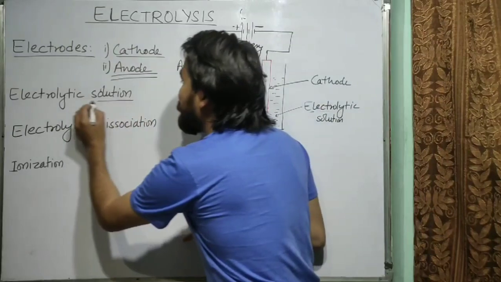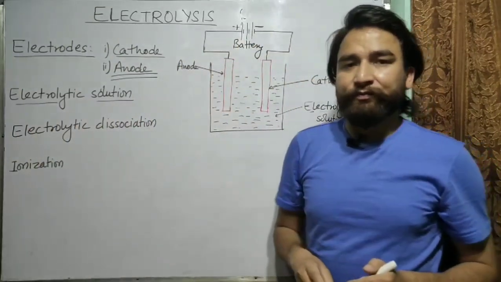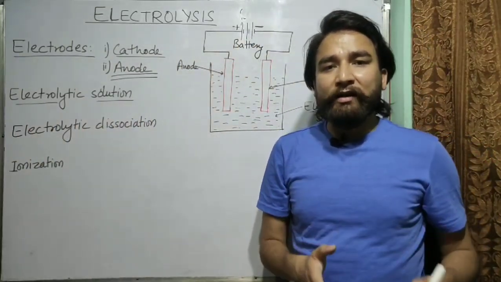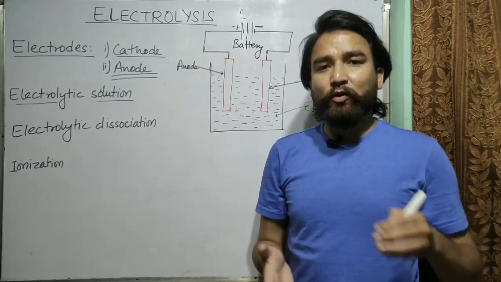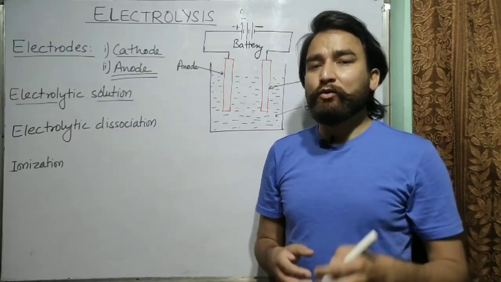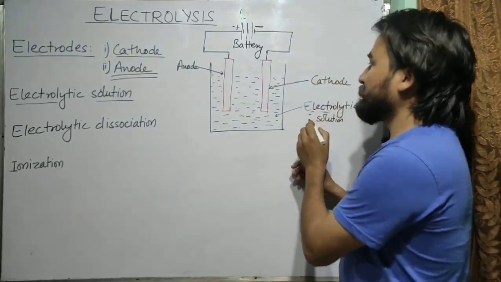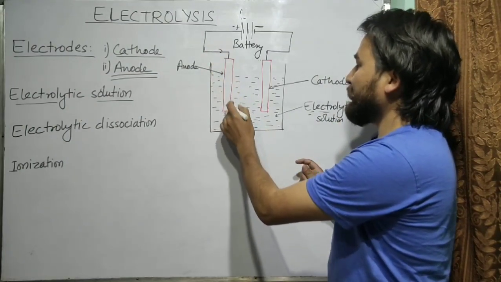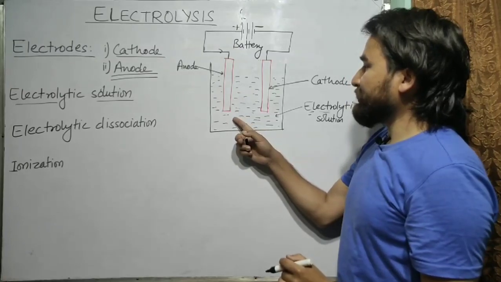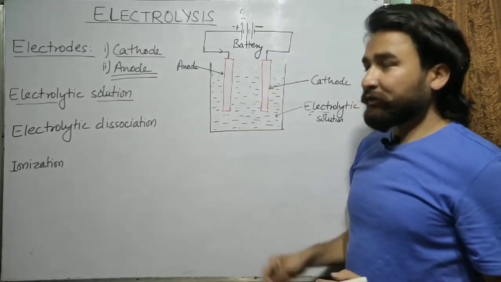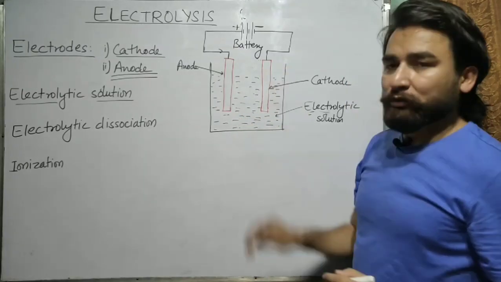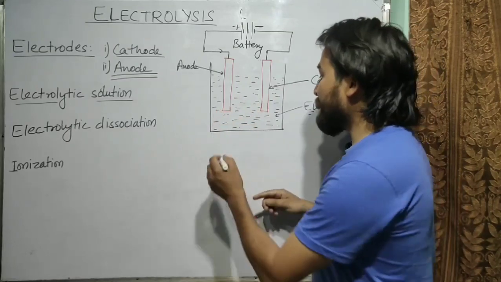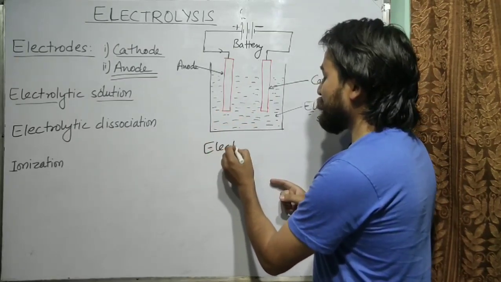Now the question is, what is electrolytic solution? When an electrolyte is added in water, this solution is known as electrolytic solution. So the electricity enters from the anode into the electrolytic solution and it exits from the cathode. So this is the setup of an electrolytic cell.